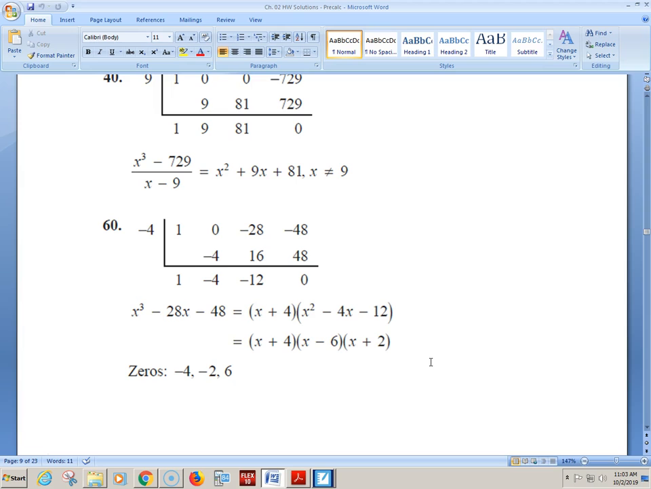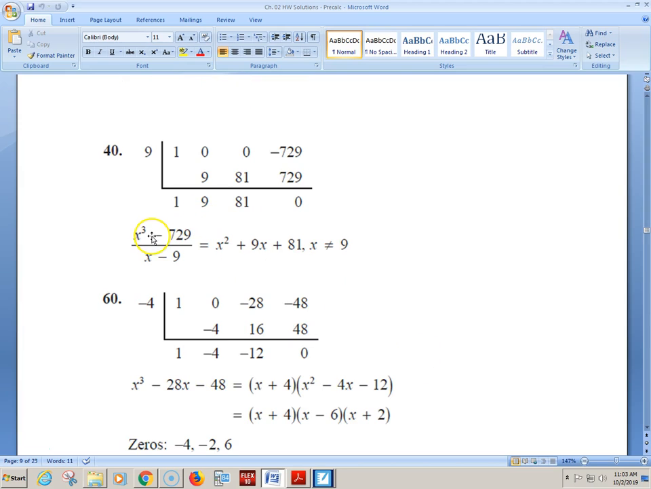Isn't there one for a perfect cube? Oh, yeah. There is one for perfect cubes. We'll go over it in section 2.5 when we're doing polynomials. But yeah, there is one for perfect cubes.